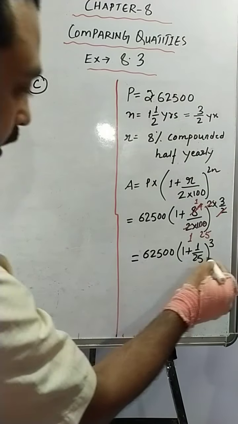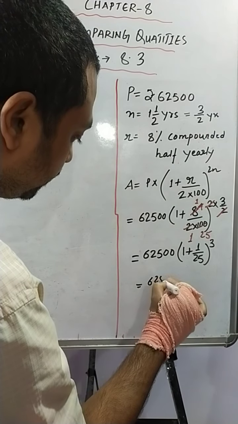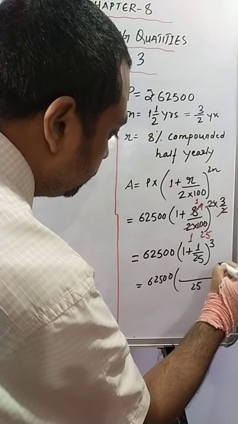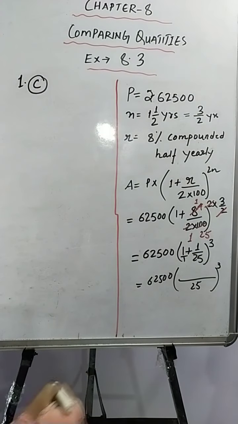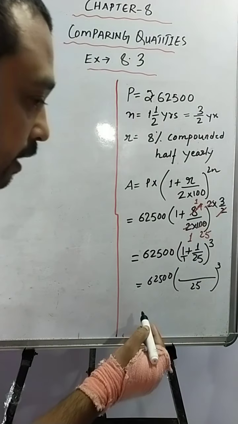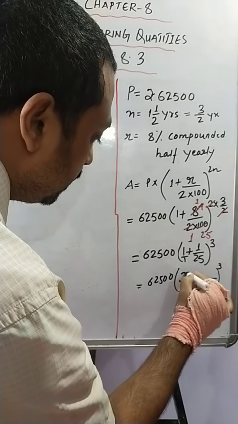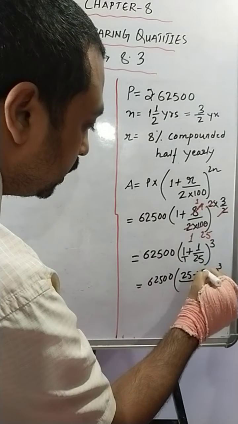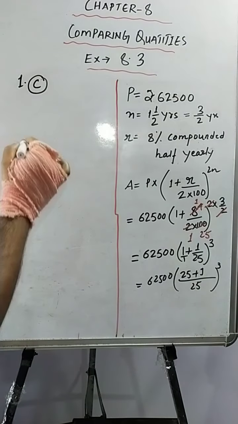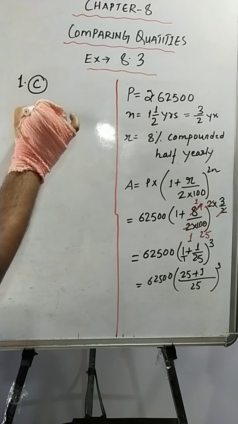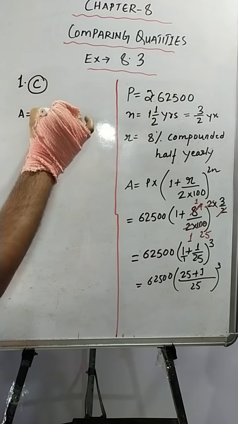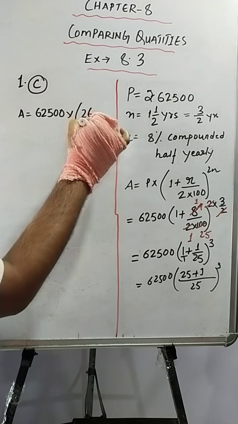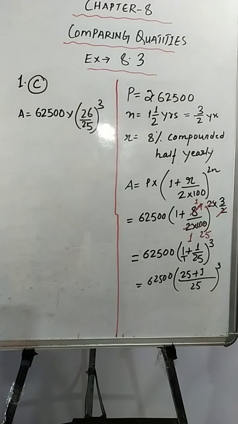Now let us solve the bracket first. We have to take the LCM. As you all know, 1 is carrying 1 as a denominator. So 25 divided by 1 is 25, so 25 ones are 25, plus 25 divided by 25 is 1, so 1 into 1 is 1. The rest I will do here. So the amount would be 62500 into 26/25 to the power 3.